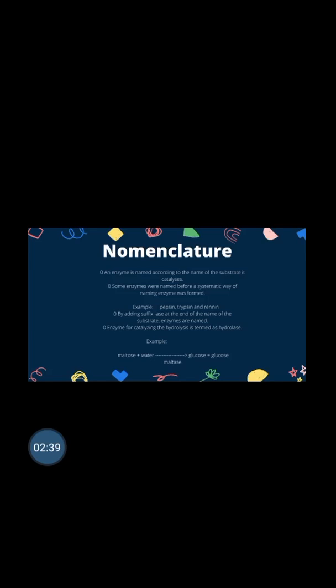An example is the reaction given below. In that reaction, maltose plus water, in the presence of maltase enzyme, forms glucose plus glucose. In that reaction, maltase acts as the enzyme. Next, in the trivial name of an enzyme, the -ase suffix is used.